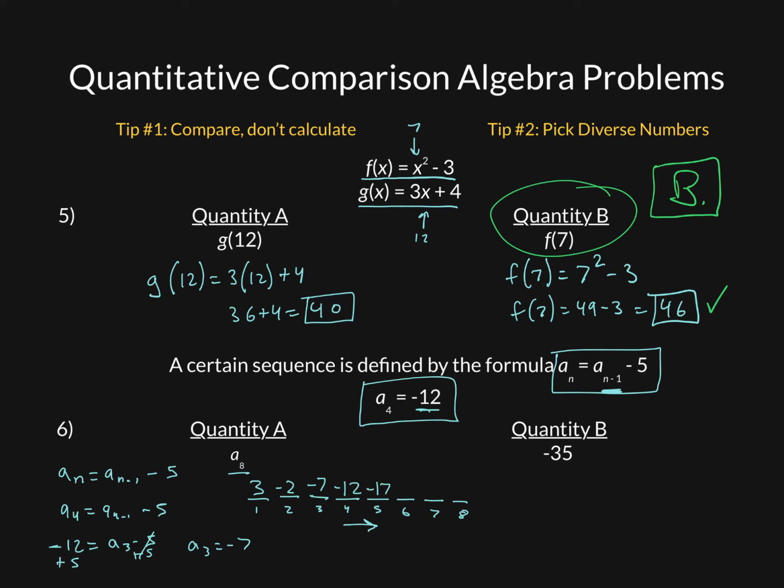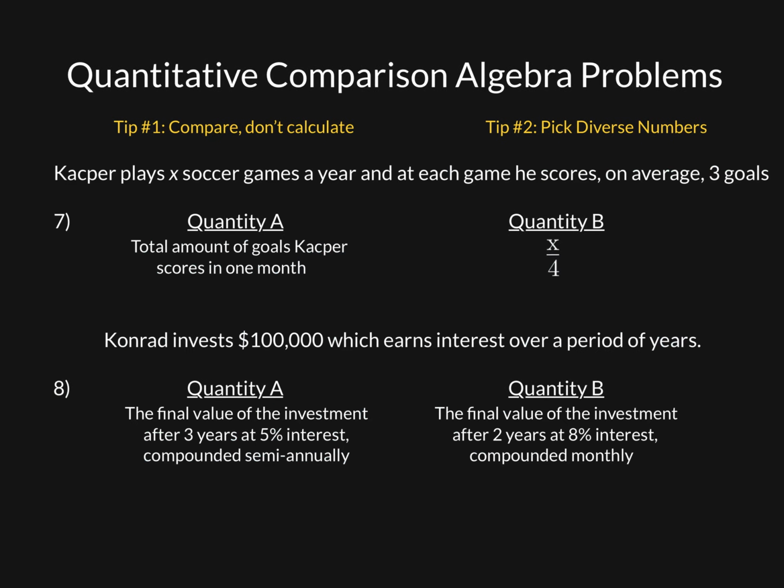So negative 17, negative 22, negative 27, negative 32. So the 8th term here, which is a8, is going to be negative 32. So which number is bigger, quantity A, which is negative 32, or quantity B, which is negative 35? Well, quantity A, negative 32, is the smaller negative number, so it's the bigger value. So we know quantity A is bigger. Therefore, our answer choice here is going to be A.